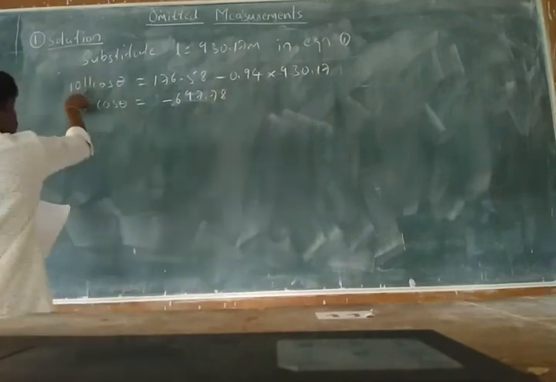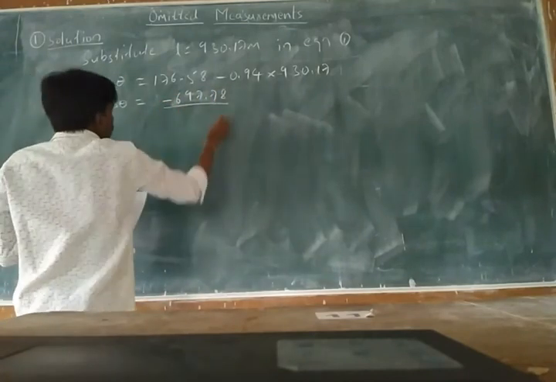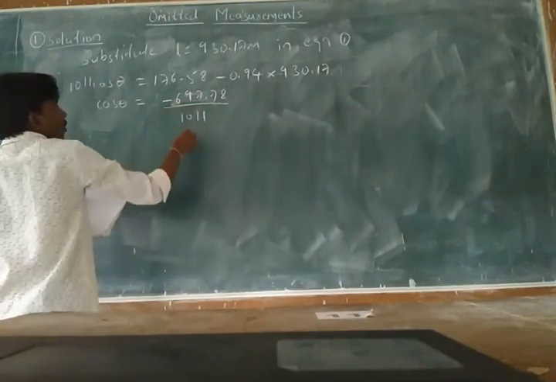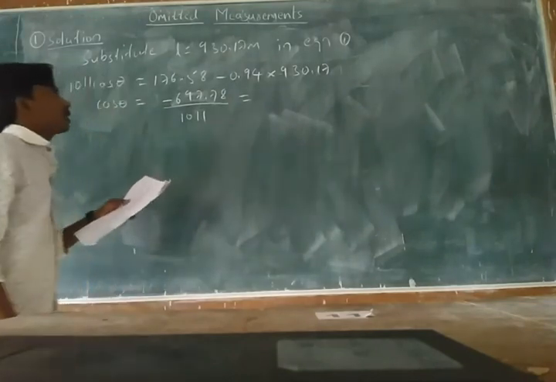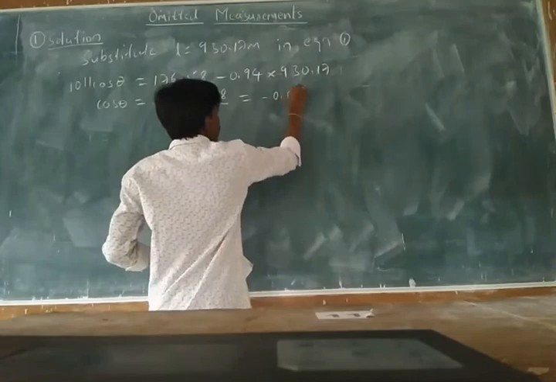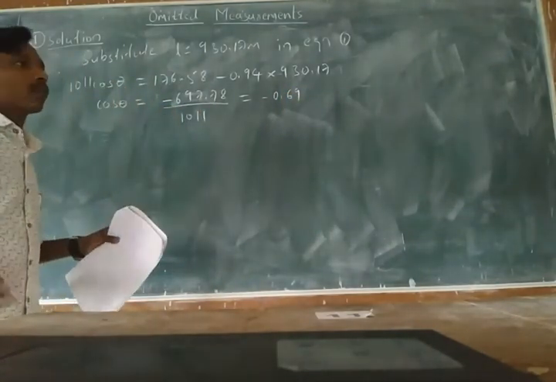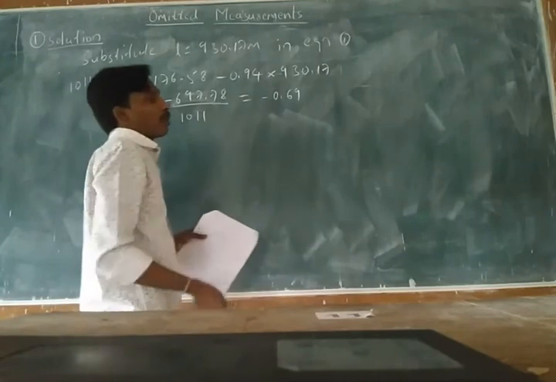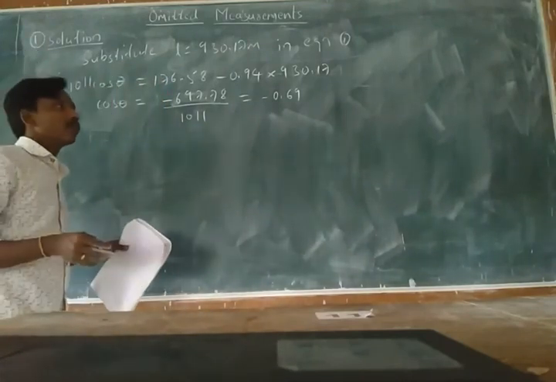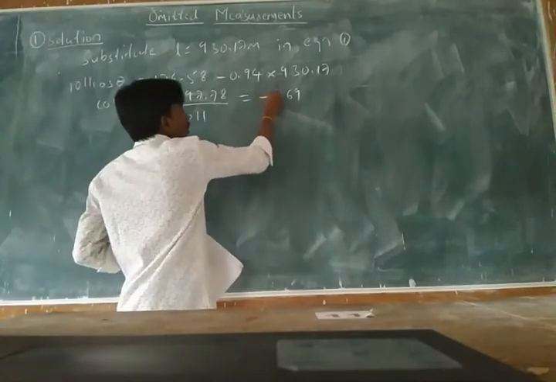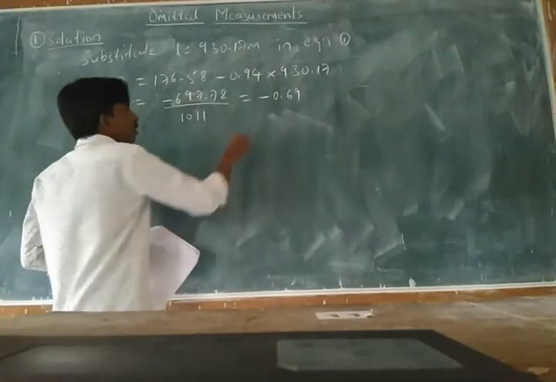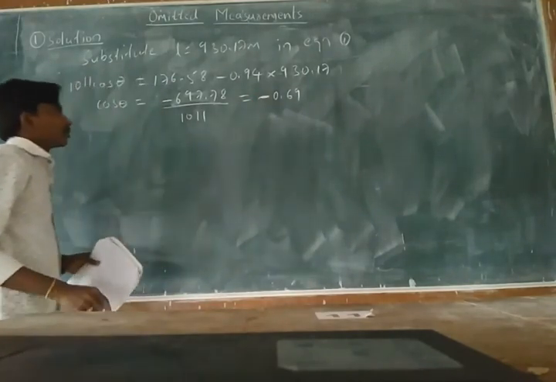Now send this 1011 to the other side of the equal, so that goes to the denominator. So now solve these two things. 697.78 divided by 1011 will give the value minus 0.69. I am not using the calculator because the problem is very lengthy and the video will become very lengthy. I don't want to make a very lengthy video, it will bore you. I know you all can hit the buttons in the calculator.